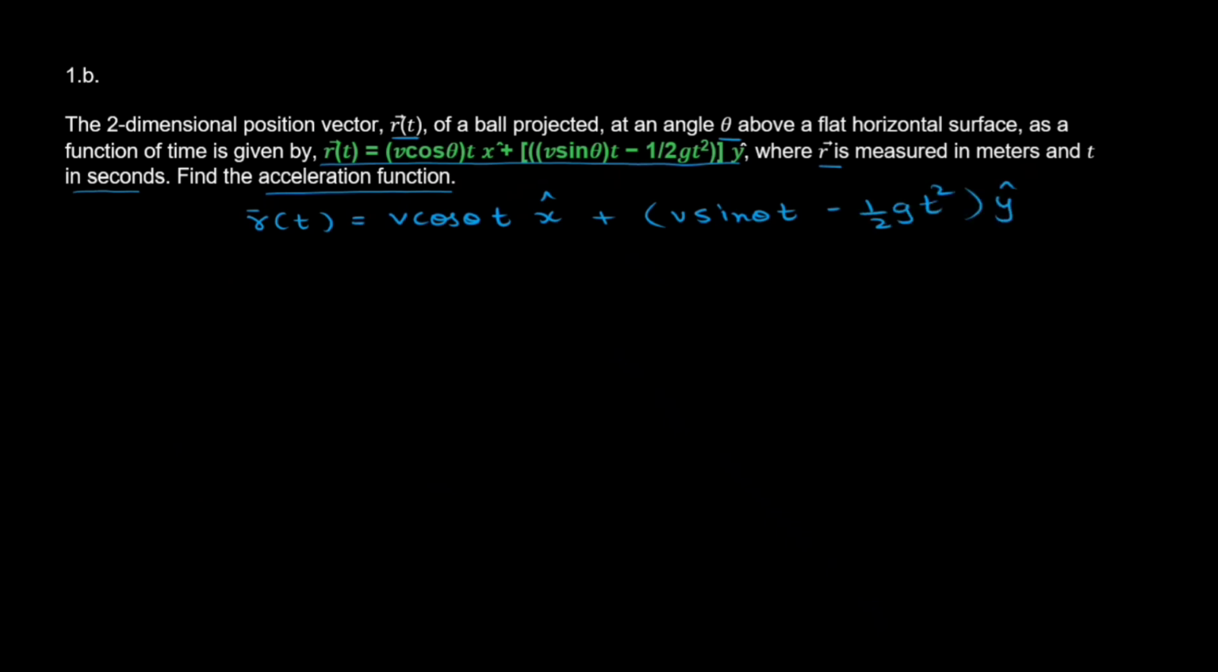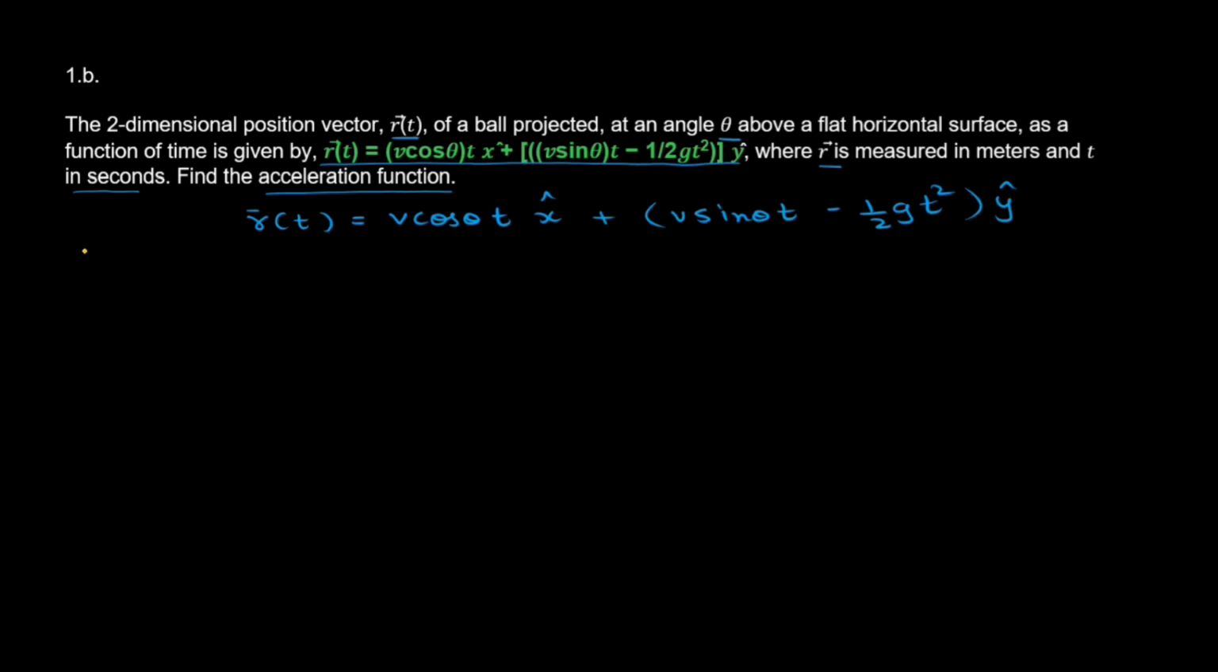We need to find the acceleration function from this position. So first we will find velocity by taking the derivative of the position function, and then we will find acceleration by taking the derivative of the velocity function. So we are going to differentiate this two times: once to find velocity and then to find the acceleration.